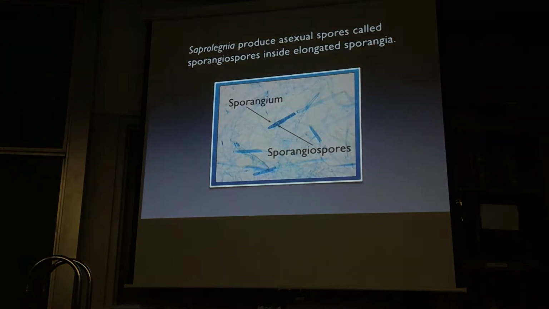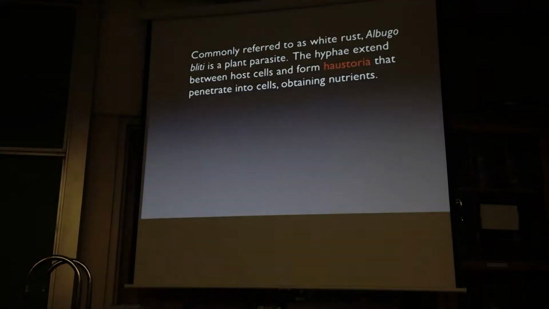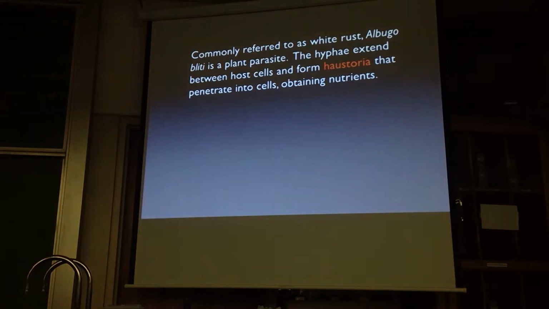So again, that's Saprolegnia. You need to be able to recognize both sexual spores and asexual spores. Sexual spores are always named for the group, or I should say the group is named for the sexual spore. This next one is called white rust. That's the common name. Technical name is Albugo candida. How many of you have ever seen rust on plants?